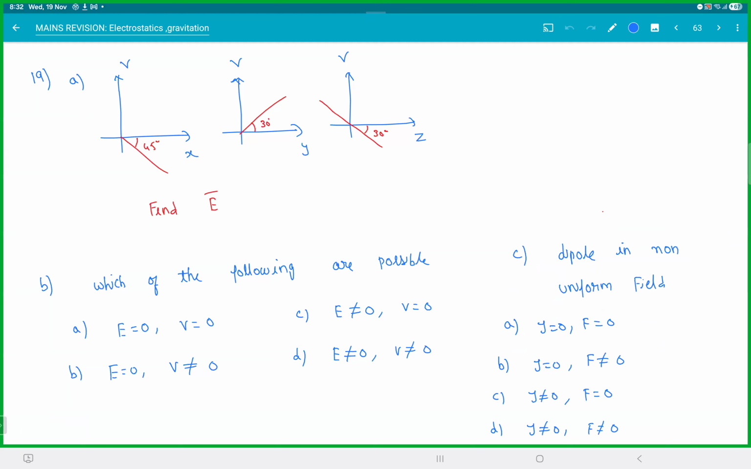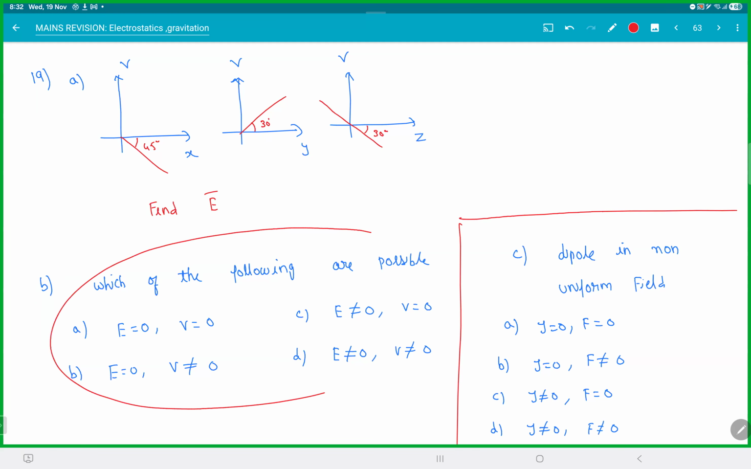So there's three graphs: voltage versus X graph, voltage versus Y graph, and voltage versus Z graph. Find the electric field in the region. This is a different question. If you have a dipole in a non-uniform electric field, then which of the following four options are right? And which of the following four options are possible? So three different questions.